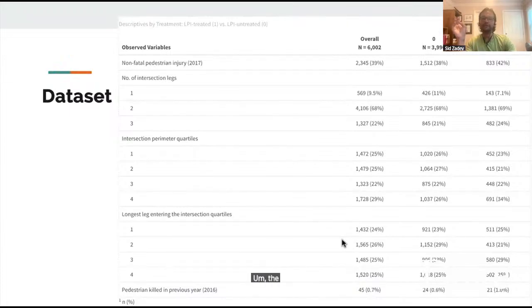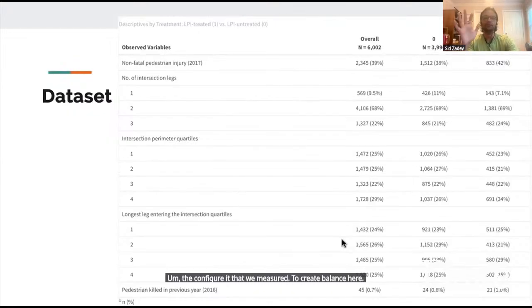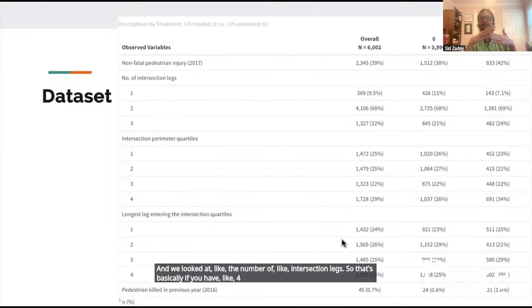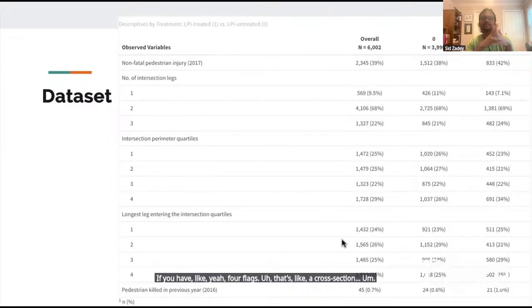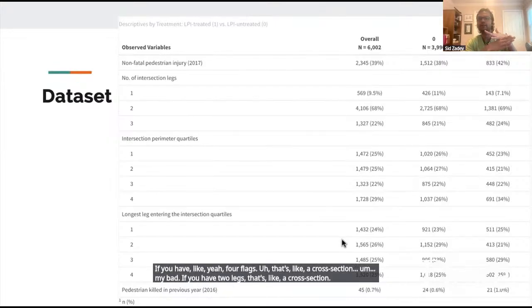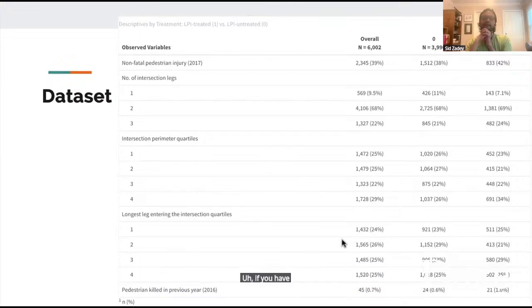The covariates that we measured to create balance here: we just took a cross section of our larger data from 2017, and we looked at the number of intersection legs. So if you have 4 legs, that's a cross section. If you have 2 legs, that's like a straight road continuing through. If you have 3, that's a T. And if you have 1, that's basically just a dead end.